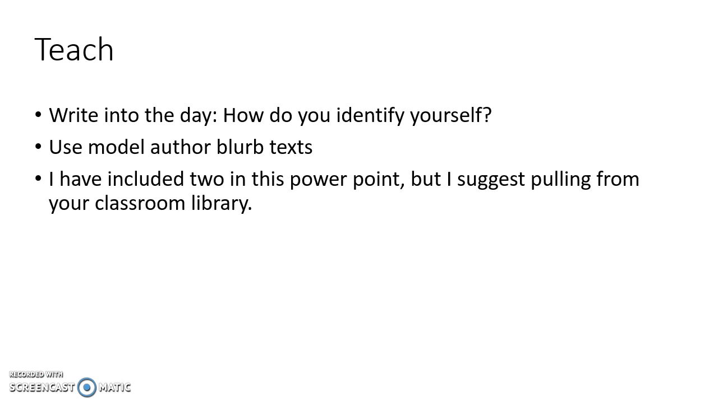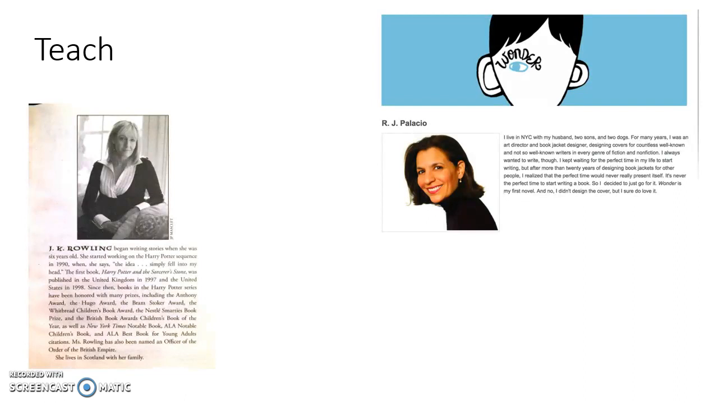After we have a discussion about identity, we move on to looking at model author blurb texts. In this PowerPoint, I've submitted 2 from online. However, I highly suggest you use author blurbs from books that you have in your own classroom library. Here are 2 author blurbs. Here's J.K. Rowling, she wrote Harry Potter, and R.J. Palacio, she wrote Wonder. So as students start to look at these different author blurbs, start asking them, what do they notice?